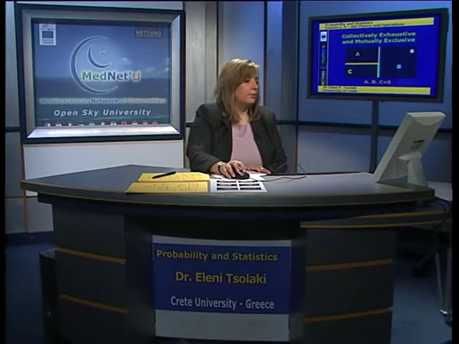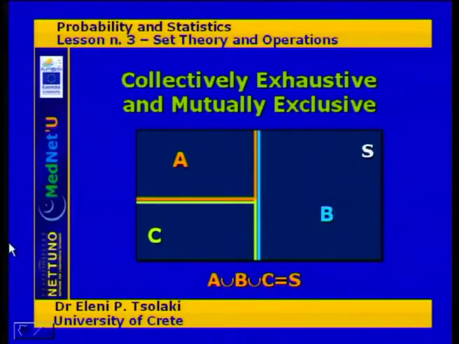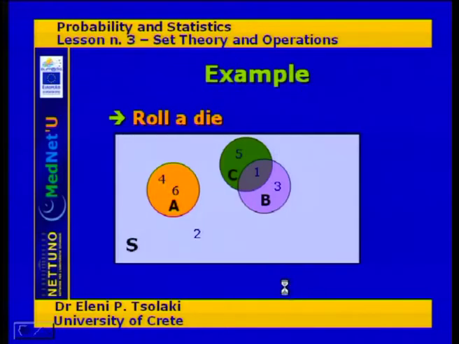Now, we see here that A, B, and C, their union is the sample space. And finally, we are going to see the example of rolling a die.